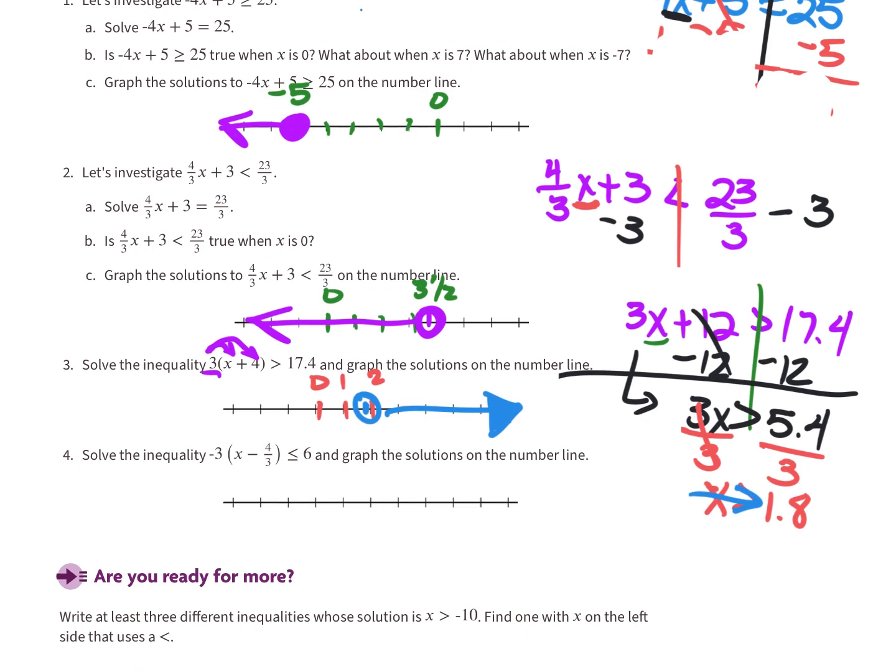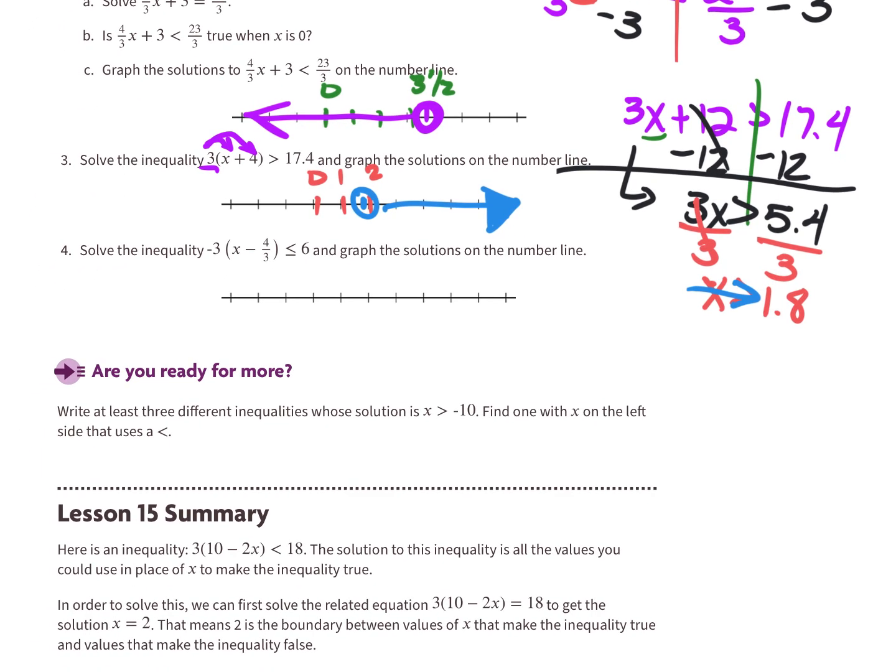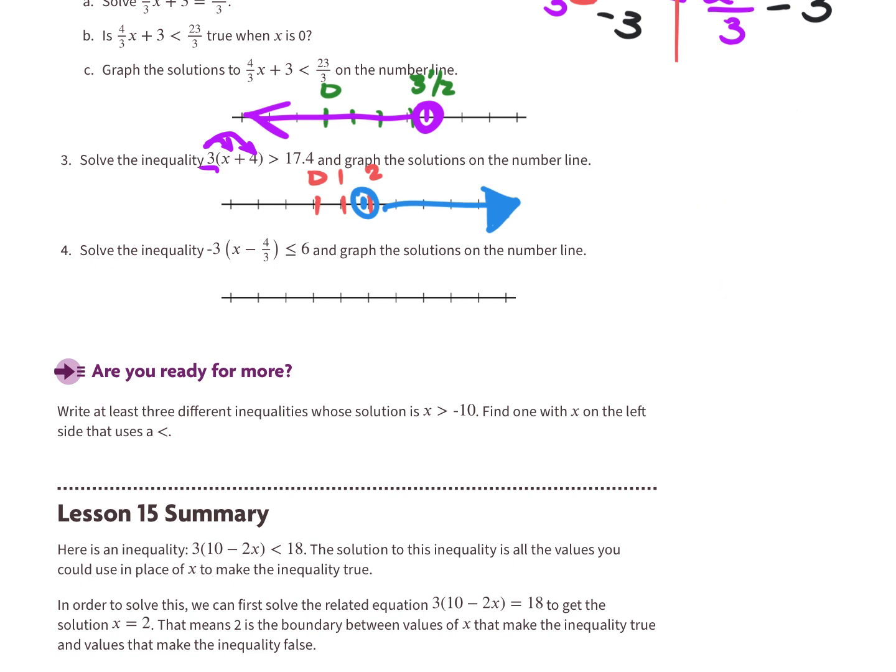Okay? And then the last one, we're almost done. Solve the inequality. So now it's negative 3 times x minus 4/3 is less than or equal to 6. So let me erase this. Using the distributive property because there's a negative here. Negative 3 times x is negative 3x. Negative 3 times 4/3 is negative 4. So we're subtracting a negative, so it's really plus 4 is less than or equal to 6.